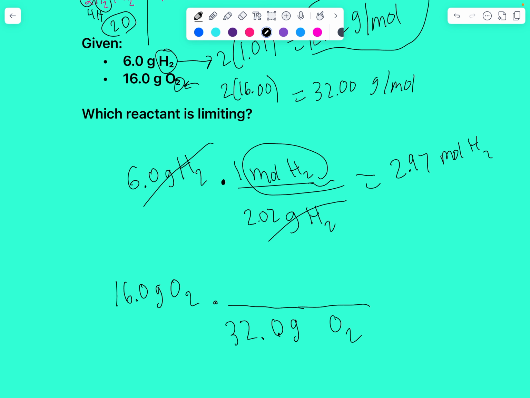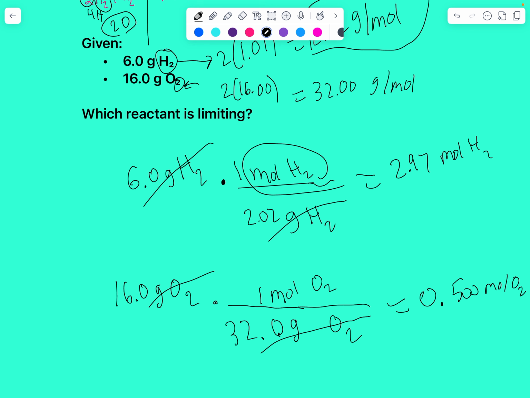And what that essentially does is it lets me cancel out grams of O2. So then I'm left with 1 mole of O2. And 16 over 32, they're both divisible by 16, so I don't even need a calculator for this. I know it's just 1 divided by 2, which is 0.500 moles of O2. So check this out. We got 0.500 moles of O2, 2.97 moles of H2.